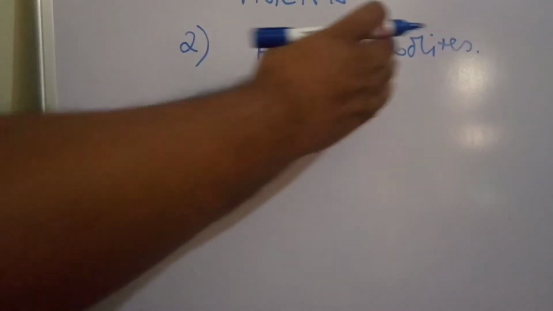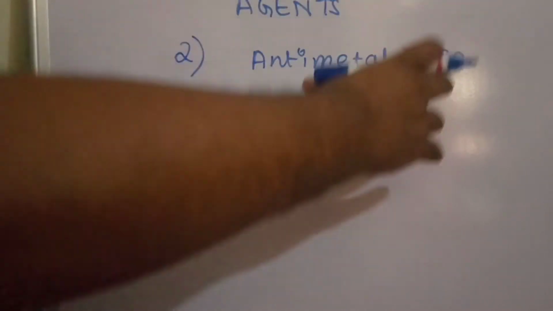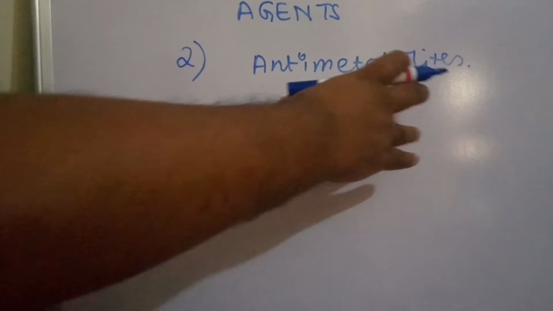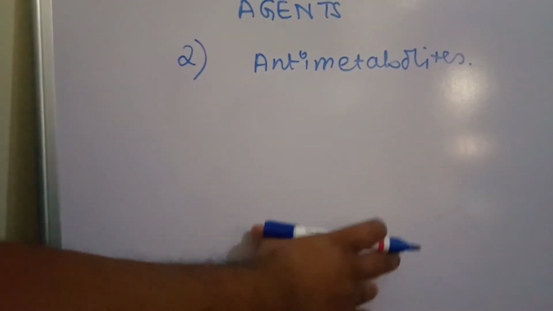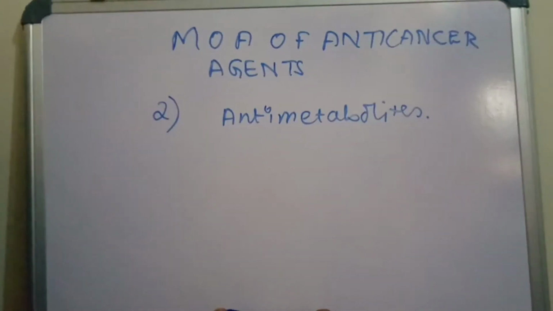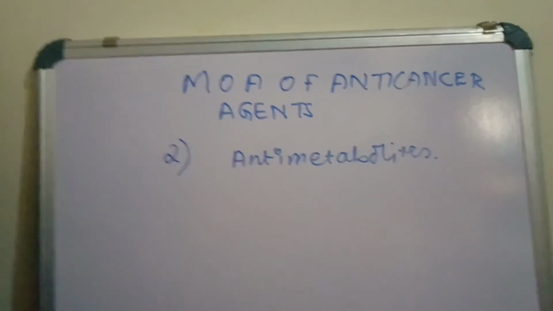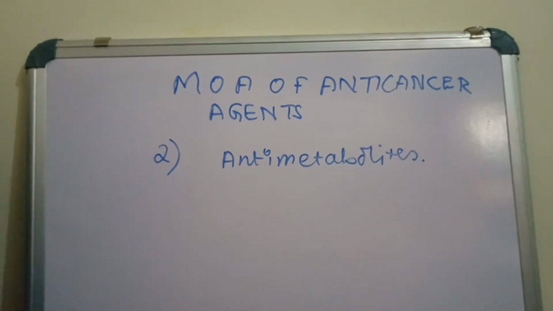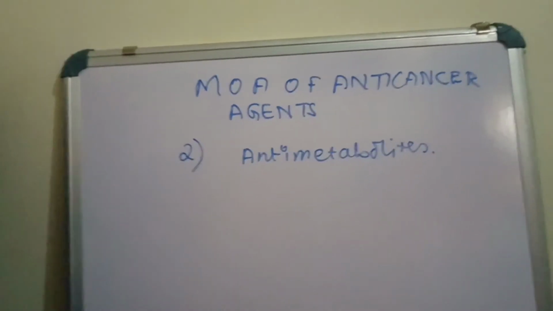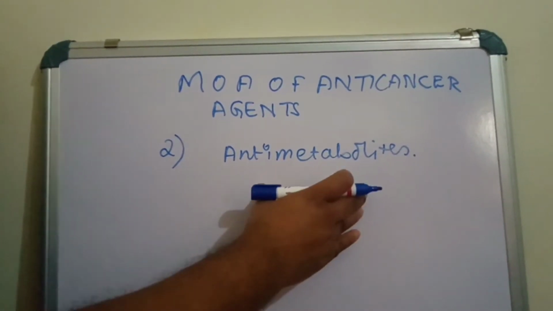Now I would like to tell what the mechanism of action of anti-metabolites is. Anti-metabolites have structural resemblance to metabolites, and they are capable of binding in place of the metabolites, thereby inhibiting DNA synthesis. How they resemble the metabolites and how they inhibit DNA synthesis, I will explain in detail, including how the metabolic pathway takes place.